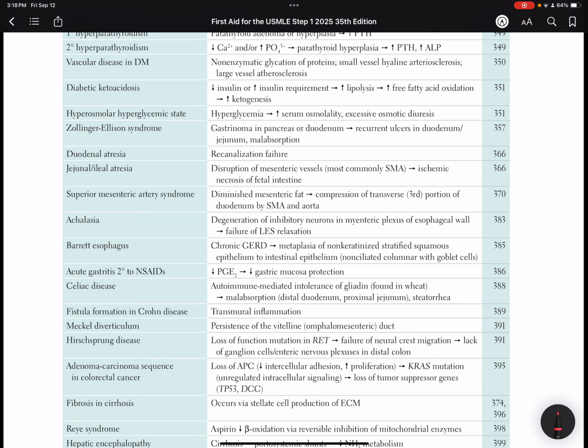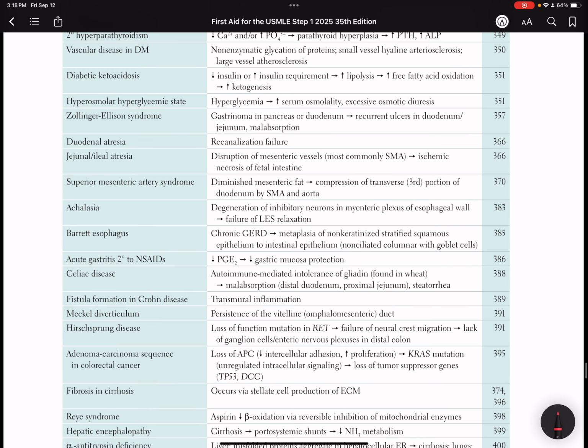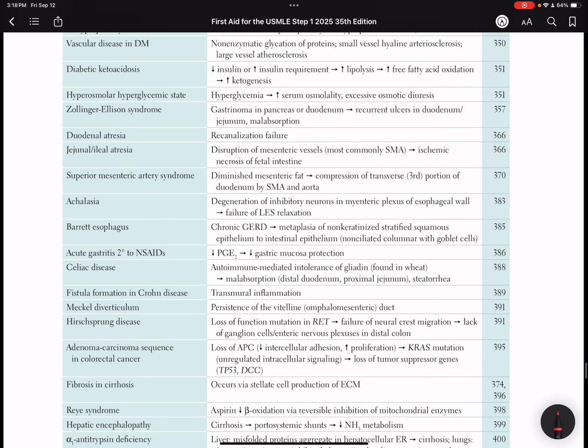Next condition is vascular disease and diabetes mellitus. Vascular disease in diabetes mellitus is caused by non-enzymatic glycation of protein, causing small vessel hyaline arteriosclerosis and large vessel atherosclerosis.